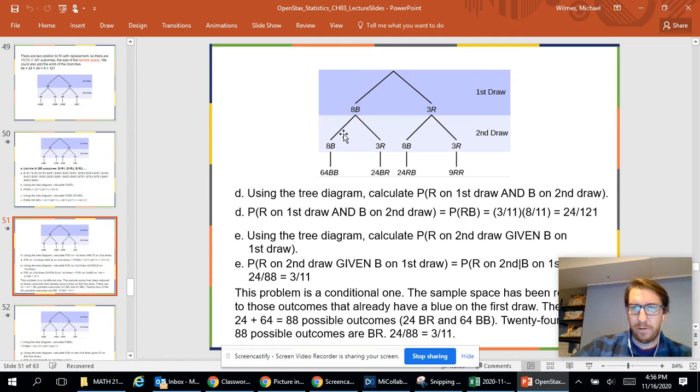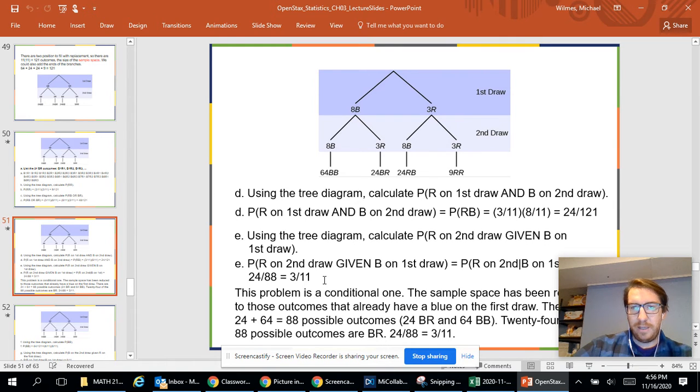So boom, right now we're only looking right here. So given B happens means B has to happen. So over here we're looking, what's the probability we get red on the second draw? Well, it's just 3 over 11 again. And there we go, 3 over 11.